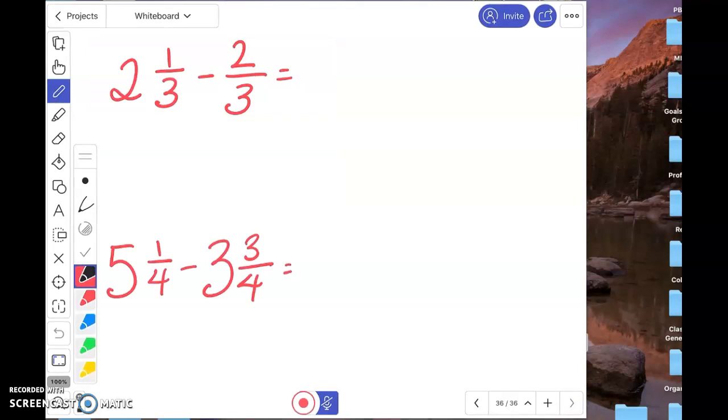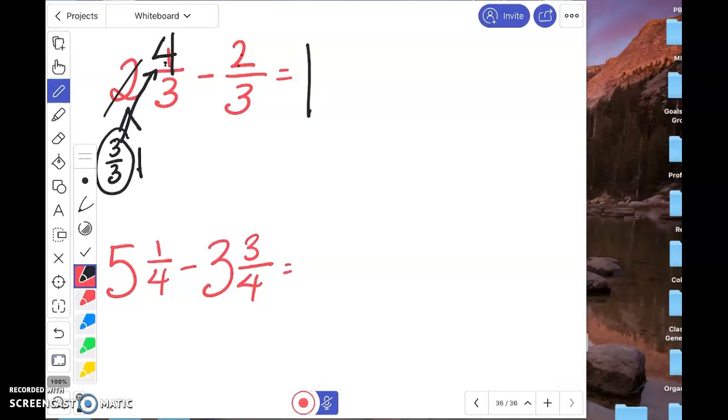Okay. 2 1/3 minus 2/3. This is where it gets tricky, remember, because we might have to borrow. I can't subtract 2 from 1. Can't do it. So I'm going to take my 2 and I'm going to decompose it into 3/3 and 1, because 3/3 and 1 makes 2. And now I just combine it with that and turn this into a 4. 3 plus 1 is 4. Now I can subtract. 1 minus nothing is 1. 4 minus 2 is 2.